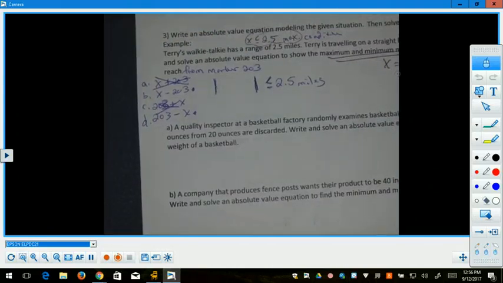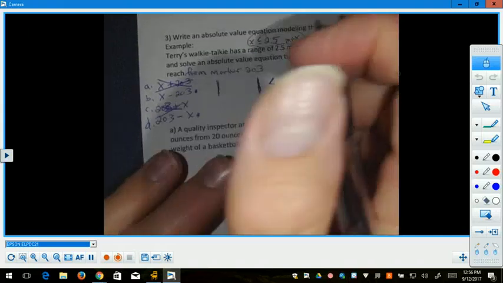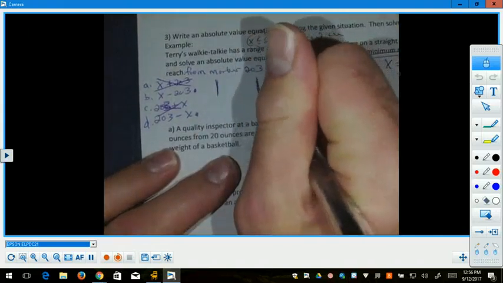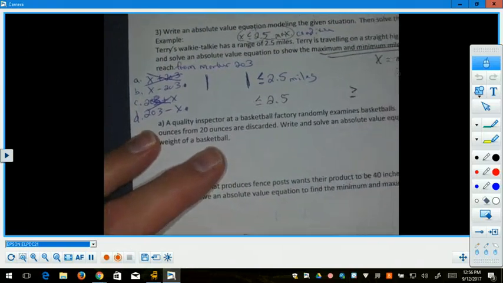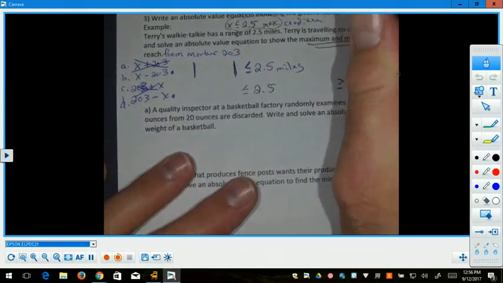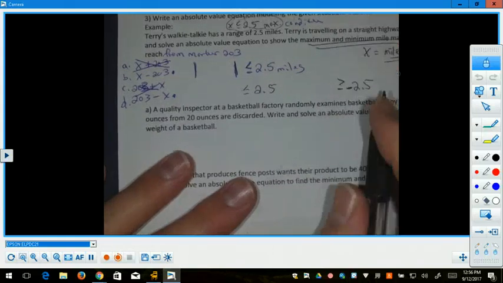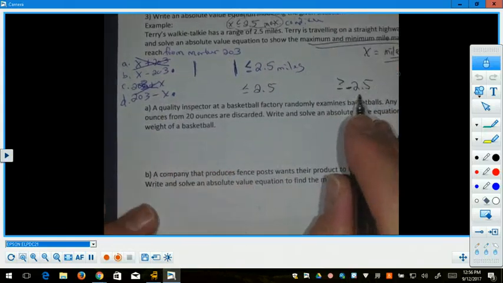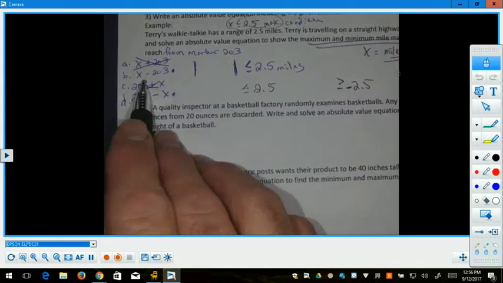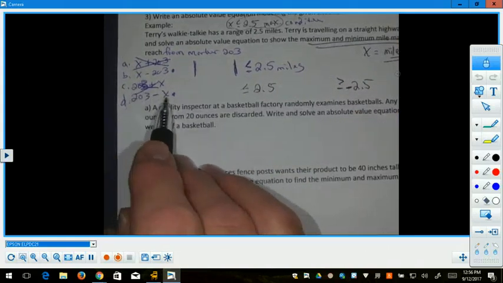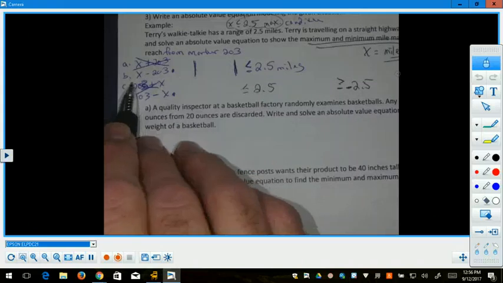It's based off the baseline. Well, here's the thing. When we do this, we're going to take this expression, we're going to have it less than or equal to 2.5, and we're also going to take it and set it greater than or equal to negative 2.5. See how I have a negative over there? To get the actual mile marker, which expression is going to work out for me? The one that has a negative on the x or the one where x is positive?